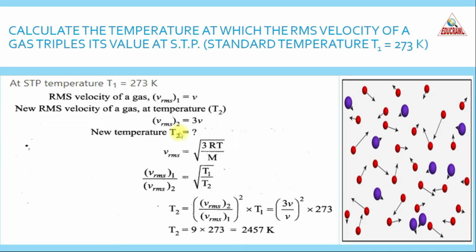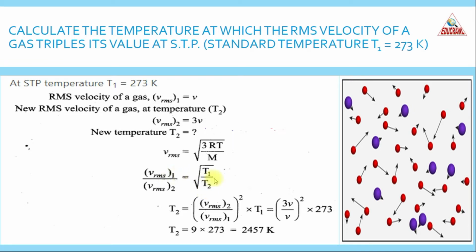So what we are doing is dividing the two VRMS, that is VRMS1 divided by VRMS2. We know the formula for VRMS as square root of 3RT divided by M. So when you divide these two VRMS, the terms which are in common will get cancelled, that is the value 3, the gas constant and the molar mass. These will get cancelled and you will have only the temperature, that is square root of T1 by T2. Now we have to find the new temperature T2.